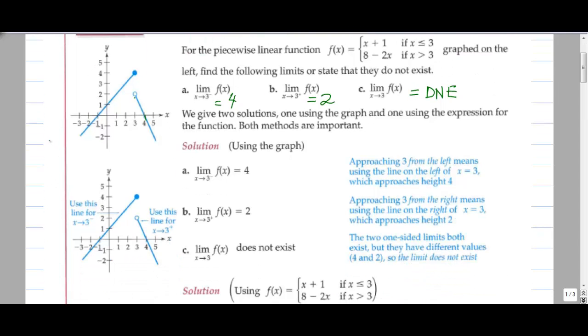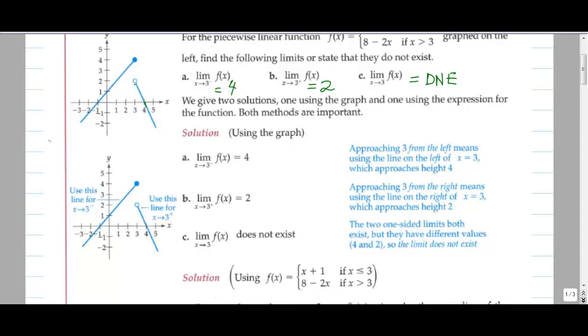So this is what this solution tells you: 4 from the left, 2 from the right. The two one-sided limits both exist, but they have different values. So the limit does not exist, right? It's not one number. So that's using the graph.